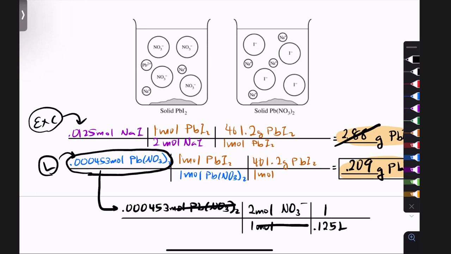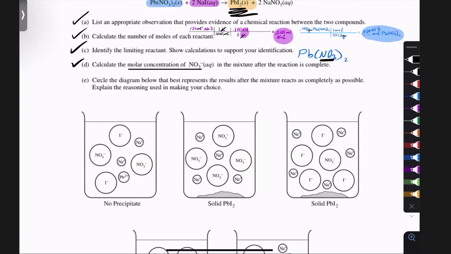This should give me the concentration of the NO3 minus ion. So I would simply take that 0.000453 times the 2 and divide it by 0.125. That arrives at 0.00725 molarity. So that is the molar concentration of my nitrate ion when it's all said and done.